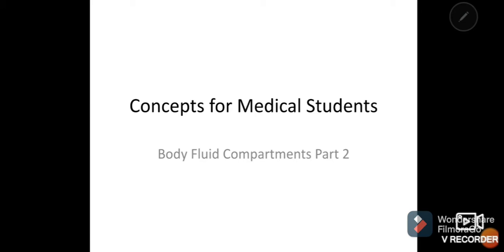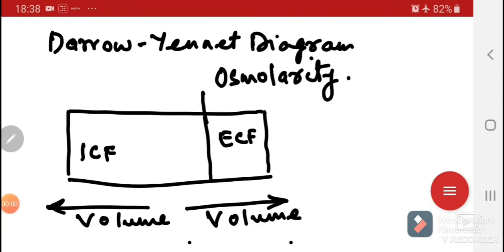Today we'll be covering part 2 of the topic body fluid compartments. The first thing that we are going to learn in this lecture is the Darrow-Yannet diagram. The Darrow-Yannet diagram is a graphical representation of body fluid compartments.